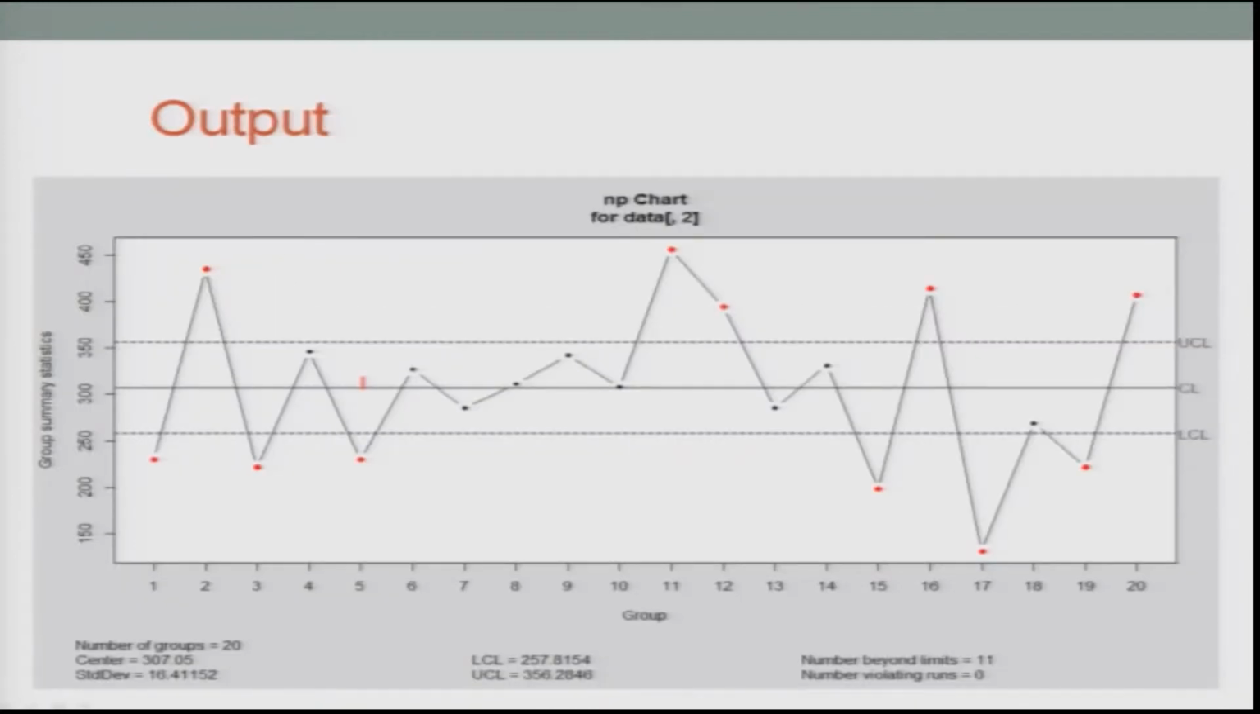So here is the graph. The central line comes out to be about 307.05, which is highlighted here. And now you will see the lower control value would not be 0. It comes out to be 257.814 and the upper control comes out to be 356.2848. Once you plot it, you will find all the values are within the control limits as given.